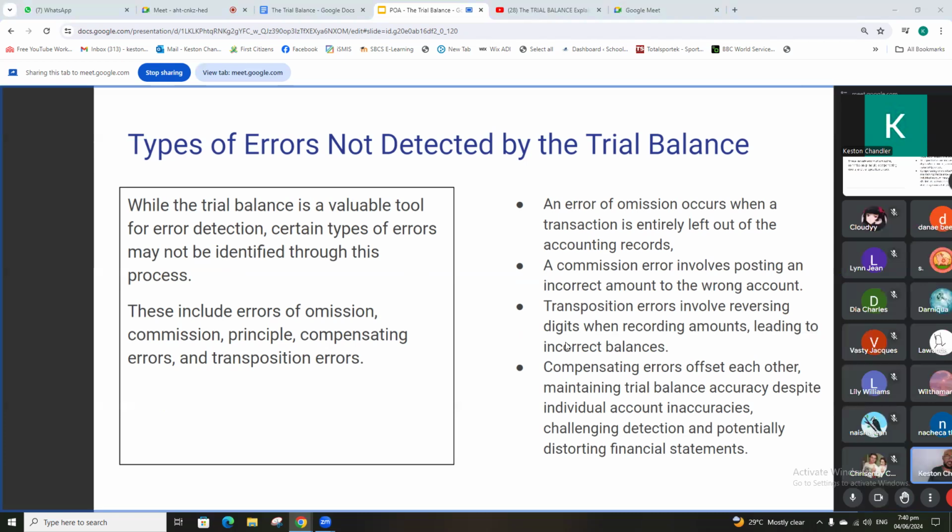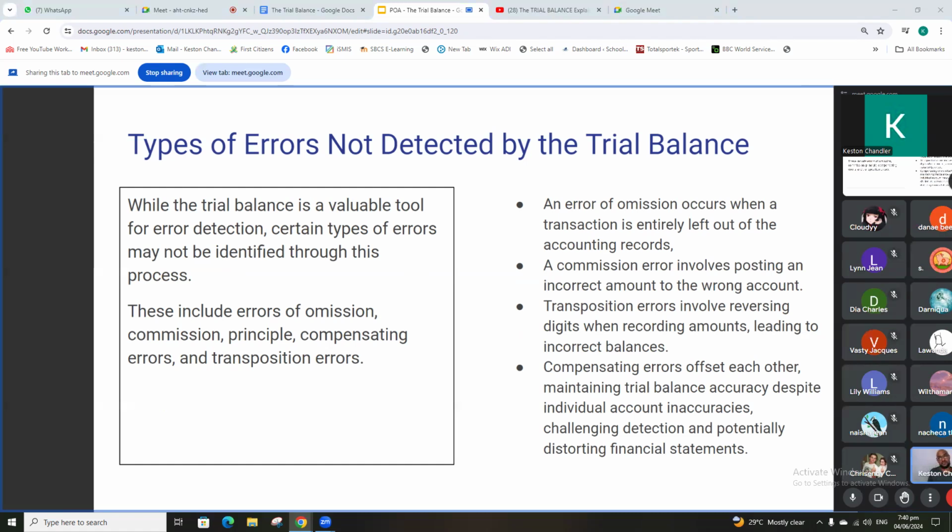And there's the error of principle, there's transposition errors, right? And there's compensating errors. Transposition errors means that you enter the incorrect amount. Maybe it's supposed to be $573 and you put it as $537. Compensating errors cancel out each other.